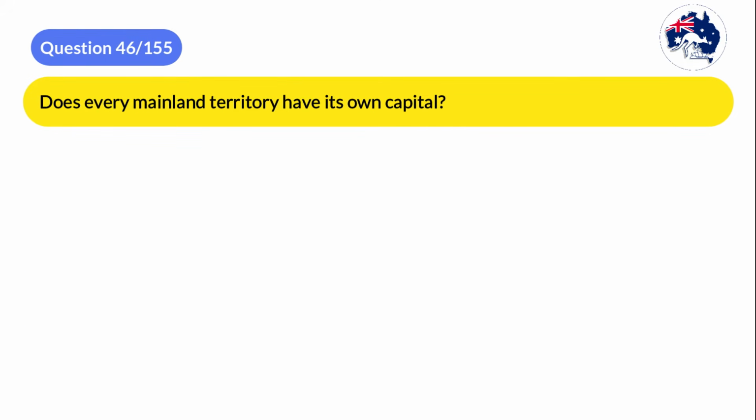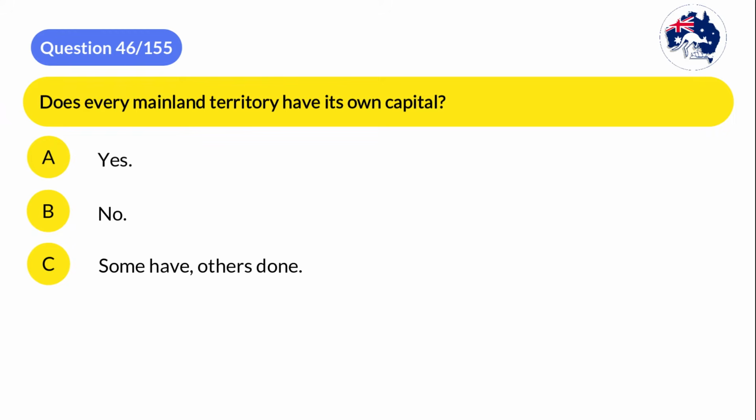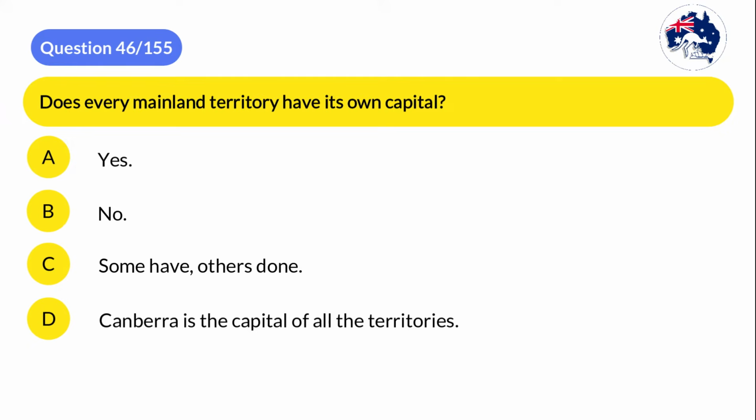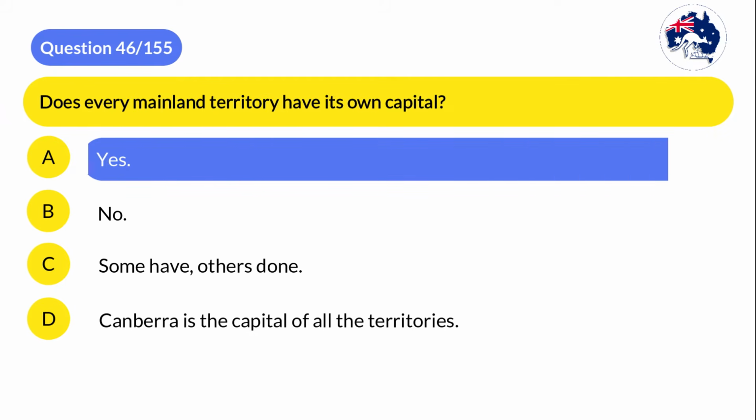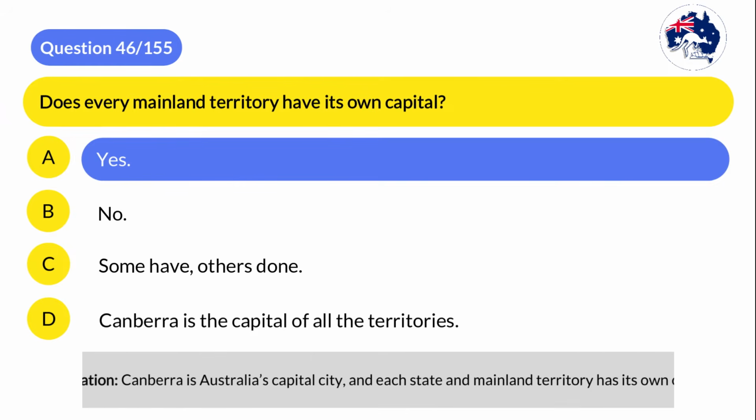Question 46. Does every mainland territory have its own capital? A. Yes. B. No. C. Some have, others don't. D. Canberra is the capital of all the territories. The correct answer is A. Yes. Explanation: Canberra is Australia's capital city, and each state and mainland territory has its own capital.